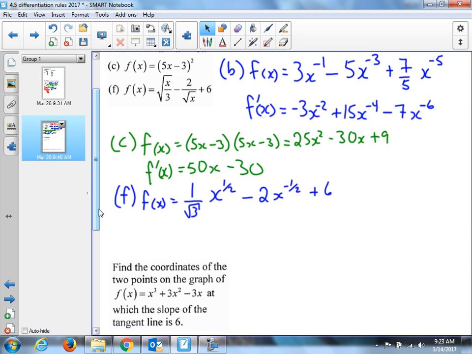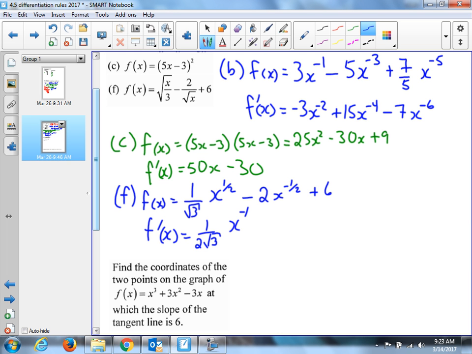Now what? I'm ready to do a derivative. I don't care what that is, I'll just leave it. 1/2 times 1 over root 3 is 1 over 2 root 3. The exponent is negative 1/2. Two negatives, it's positive. X to the minus 3/2. 0 for the 6, right? I'm going to leave it like this. We know if we need to flip it around, we can. But unless otherwise instructed, you can leave halves and negatives in your answers.